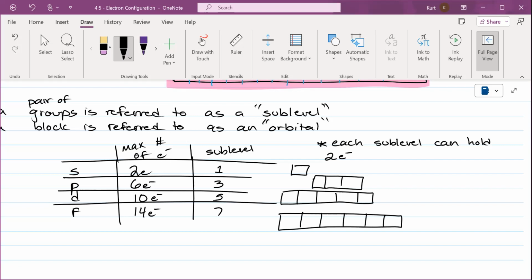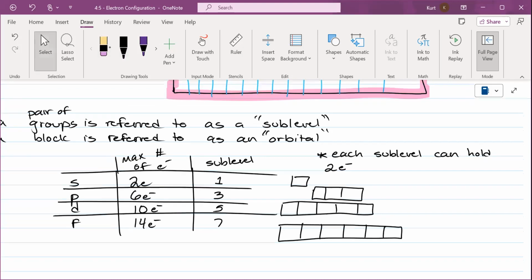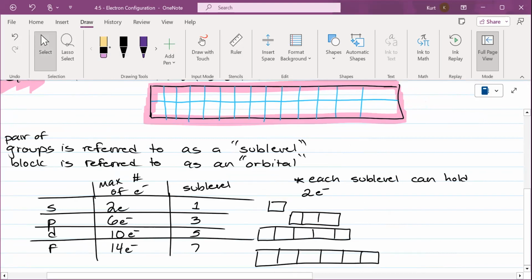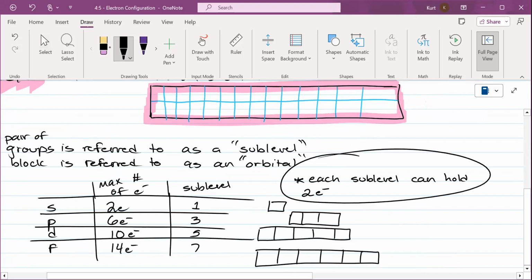Yes, Varun. You said each sublevel can have like 2 electrons, right? So if the S block has 2 sublevels, wouldn't that mean it can have 4 electrons total? It can only have 2 electrons. I think I got that crisscrossed, but I'll get it straightened out. Every sublevel can hold 2 electrons. So let's put it like that.